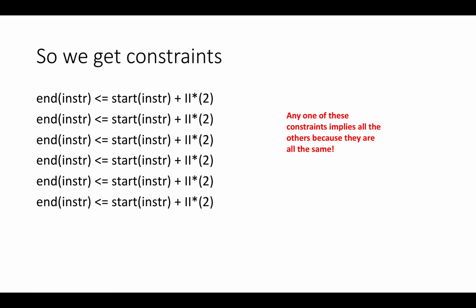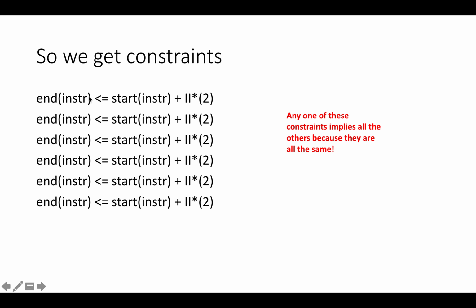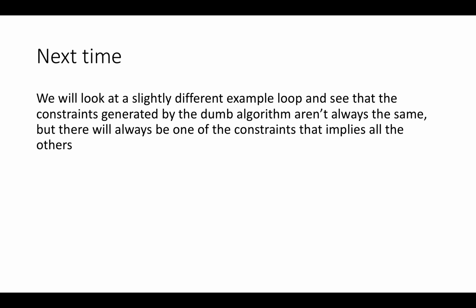So actually, we could have picked any one of these instructions, forget about the rest of the iterations of the loop, and any one of them would capture all of the others. So will this always be the case? Well, it won't always be that all the constraints are the same.